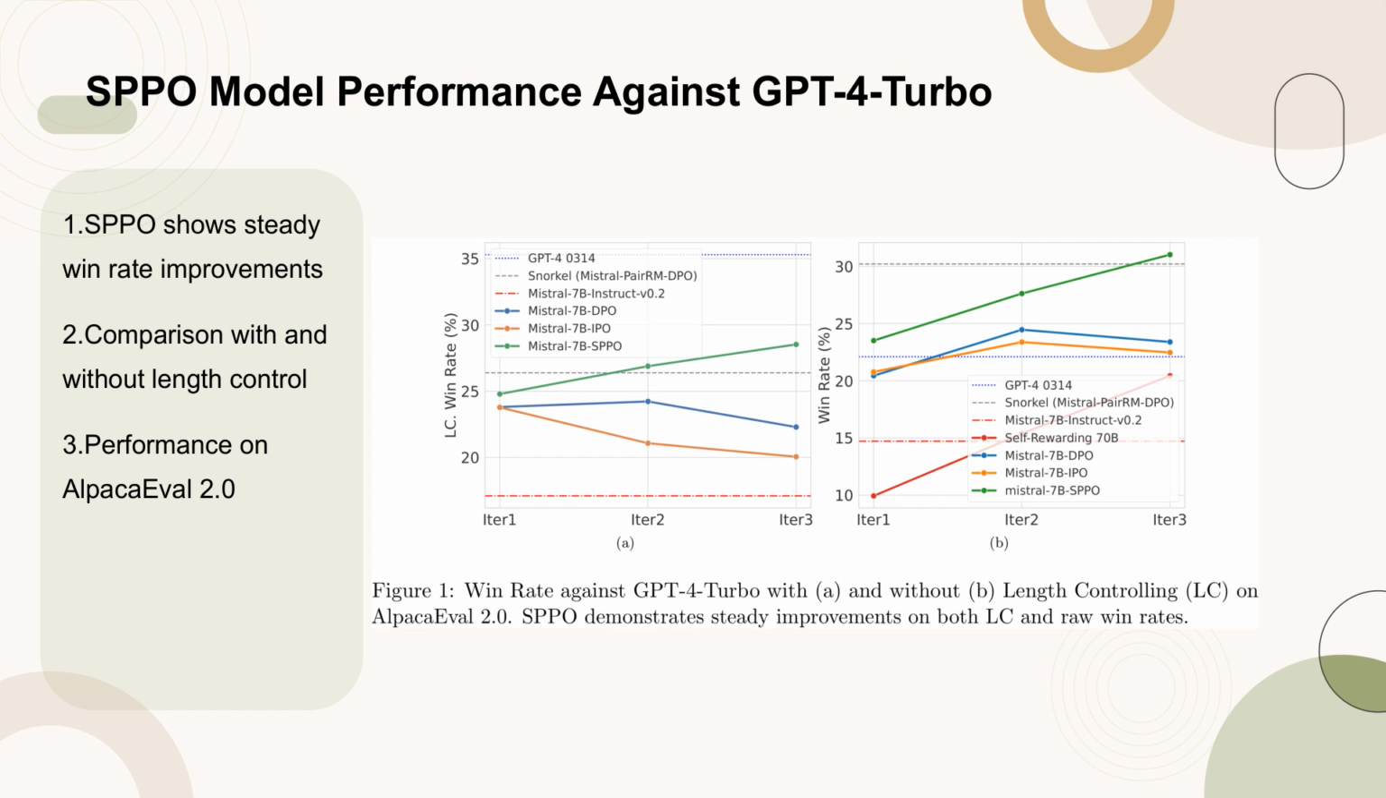The figure demonstrates that SPPO consistently improves its win rates over iterations, indicating effective optimization. The inclusion of length control highlights the model's ability to perform well even when output length is regulated, which is crucial for avoiding the reward hacking phenomenon. This performance is significant as Alpaca Eval 2.0 is a robust evaluation tool with a high correlation to human assessments, providing reliable insights into model capabilities.